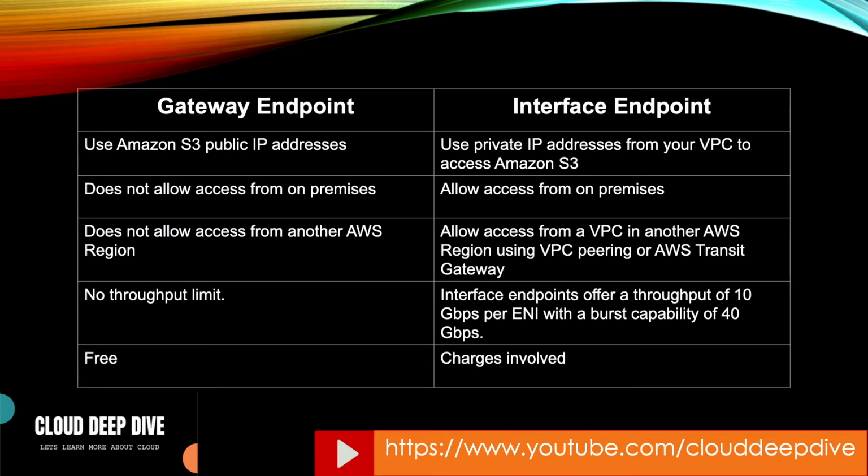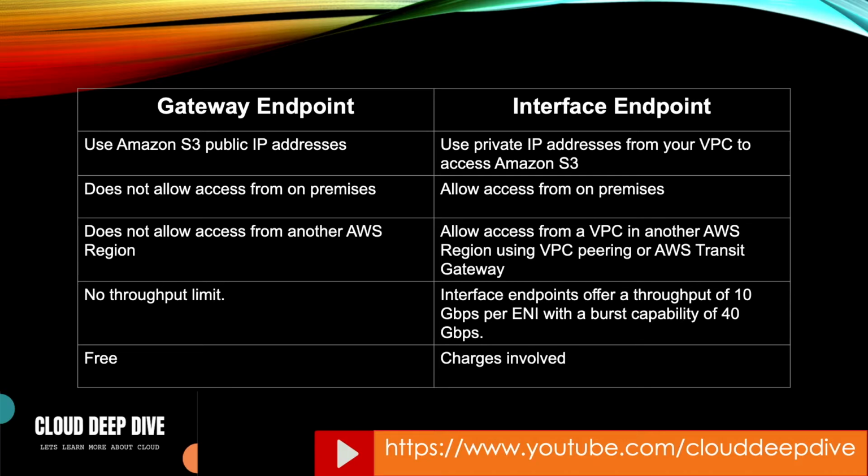So, about the gateway endpoint and interface endpoint. The very first difference between these two is that gateway endpoints are accessed by using the S3 public IP address, while interface endpoints are used by the private IP address which is provided from your VPC only. Now, what does that mean?